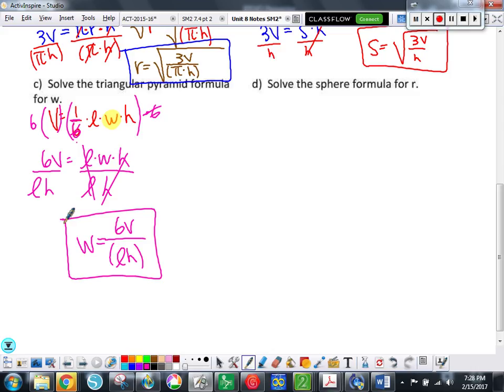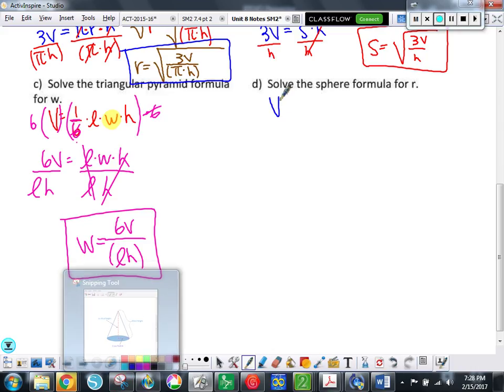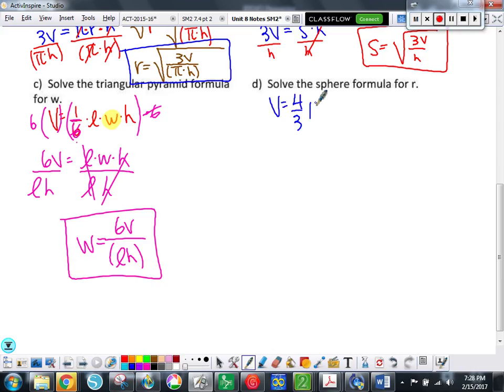Okay, last one, solve the sphere formula for R. Well, sphere is volume equals 4/3 pi R cubed. We want R to be by itself. Now the first thing I would look at is getting rid of that 4/3. It's a little bit trickier, but you can multiply by the reciprocal, which I know you've heard that word before, 3/4. The 3's will cancel, the 4's will cancel, and you have 3V over 4 equals pi R cubed.